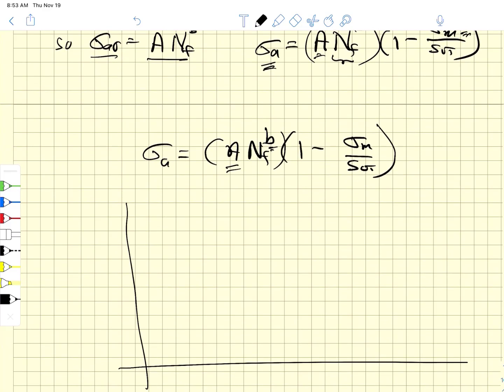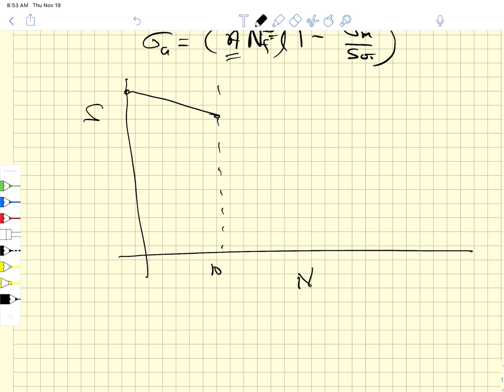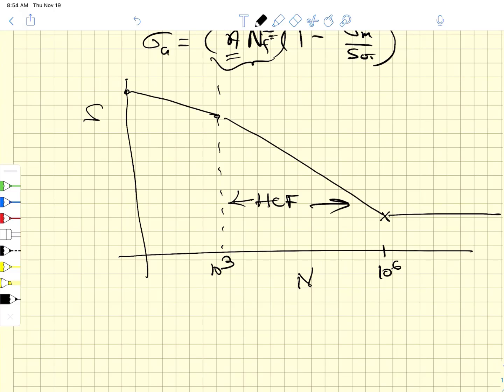We go back to the SN diagram, where this is our number of cycles to failure and this is our stress amplitude. You know that we have a low cycle fatigue regime that's at 10 to the third cycles to failure, and out at 10 to the sixth, infinite life. This is the high cycle fatigue regime. That's where we can use Basquin's law, A NF to the B. We have to find the parameters in there so that we can then calculate the number of cycles to failure.